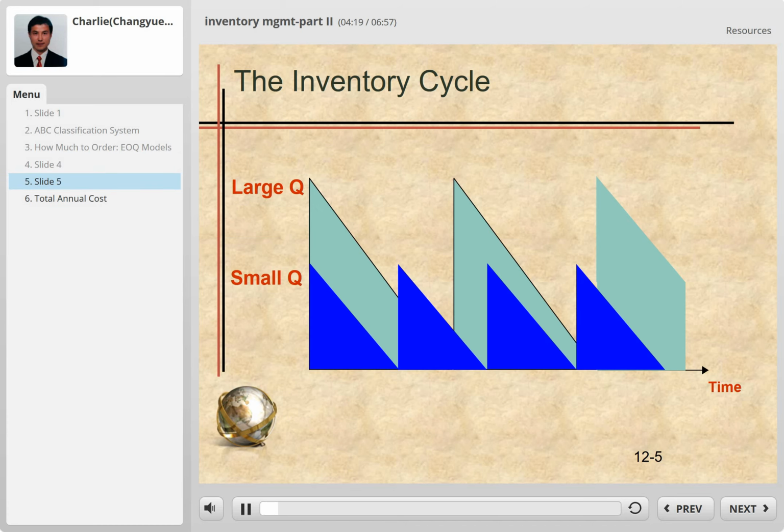Now, the question is how much to order. To illustrate, we can compare a large order quantity to a small order quantity. In other words, large Q to small q. The large quantity is the green one, and the small quantity is the blue one right here. For the same usage rate or slope, the inventory with a smaller order quantity runs out much faster than the large quantity, because the small quantity inventory sells out quicker than the large quantity inventory.